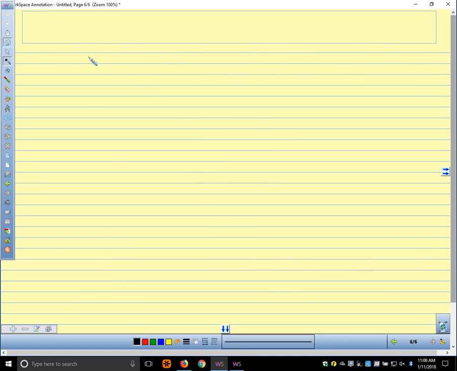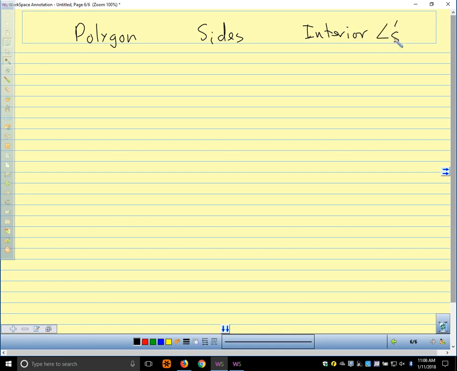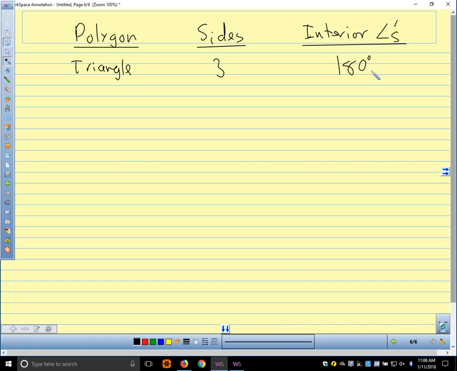All right, I want to make a little chart. We talked about this a little bit when we did our activity. So the polygon, the number of sides, and the interior angles. What's the smallest polygon that we can have? Triangle. Remember we had 3 or more sides? So polygon, triangle, 3 sides, and the interior angles, 180 degrees.